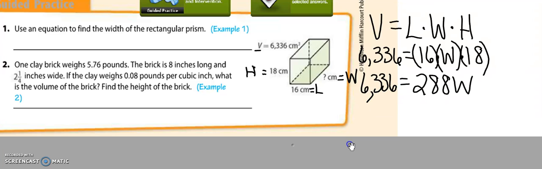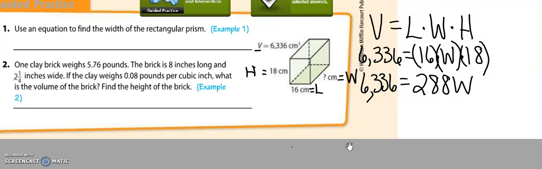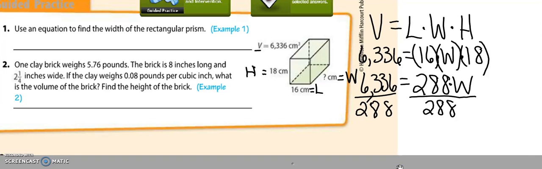And my next step is to isolate my variable. I isolate by doing the inverse operation. This is multiply. 288 times W, so I want to divide both sides of my equation by 288. And I know that 288W divided by 288 leaves me with W equals, and pause your video and divide it. And hopefully after you divided 6,336 divided by 288, you got an answer of 22.